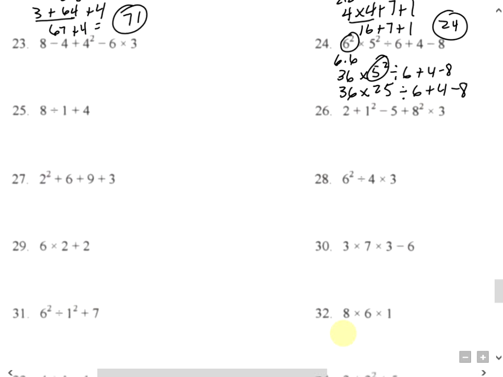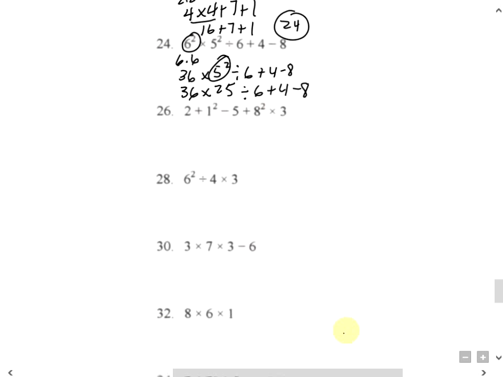Now, I'm obviously out of room, so I'm going to scoot over to the side here, and we're going to take 36 times 25 divided by 6, plus 4 minus 8. So what do I do next? Cameron, what do I do next? 36 times 25. Who can tell me what 36 times 25 is? Kate. 900. Very good. 36 times 25 is 900.